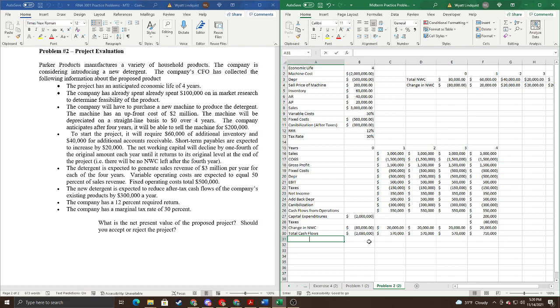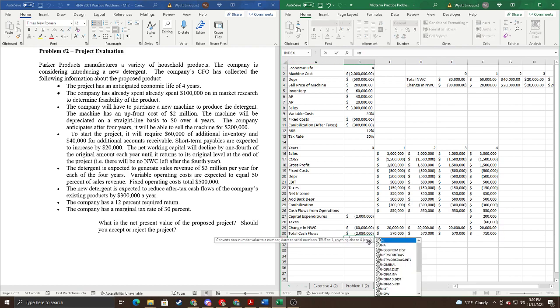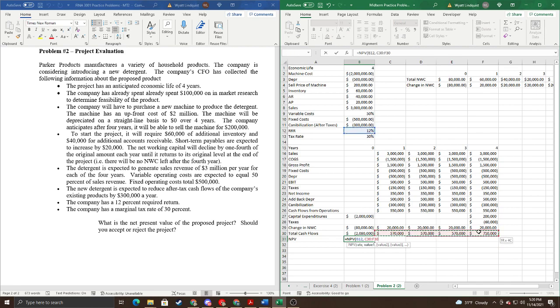Now we just need to calculate the net present value. So it just equals NPV. We're going to take the rate, which is 20%, and we're going to grab our year 1 through 4, and then we're going to add in our total cash flow for year 0. And we get our net present value of negative $259,738.34. Very precise, but that is obviously a negative value, and we should not accept the project.